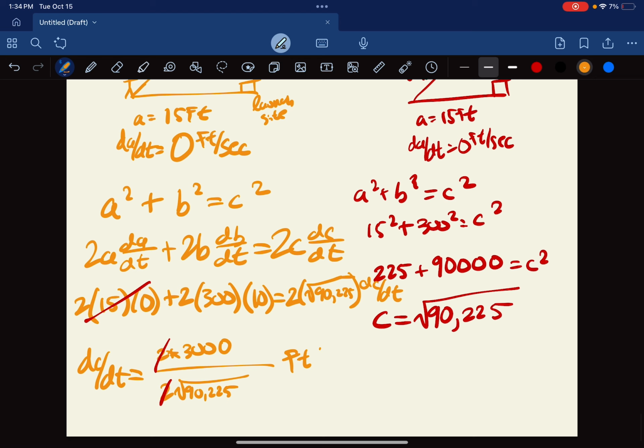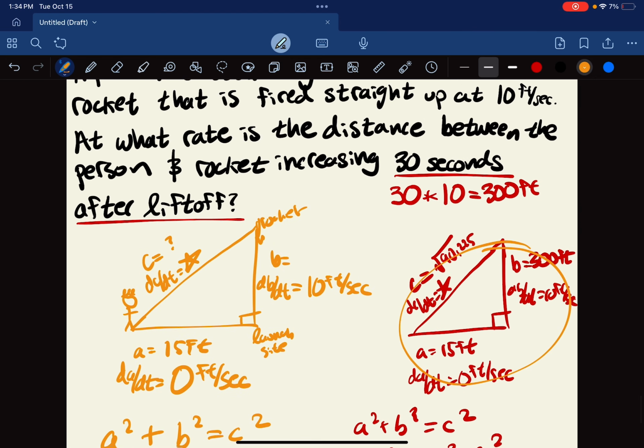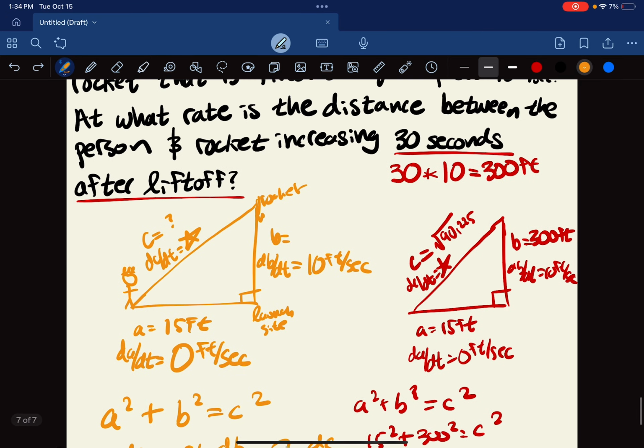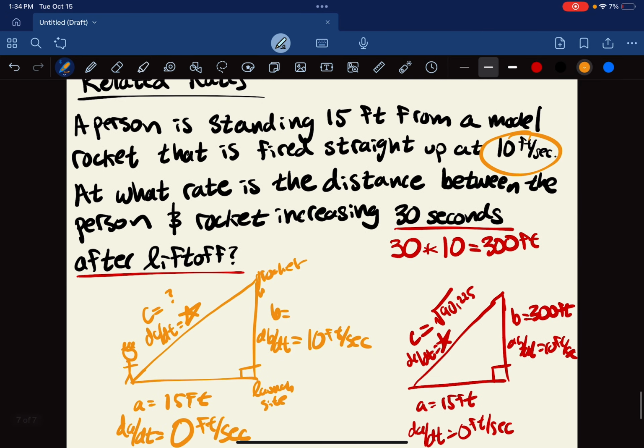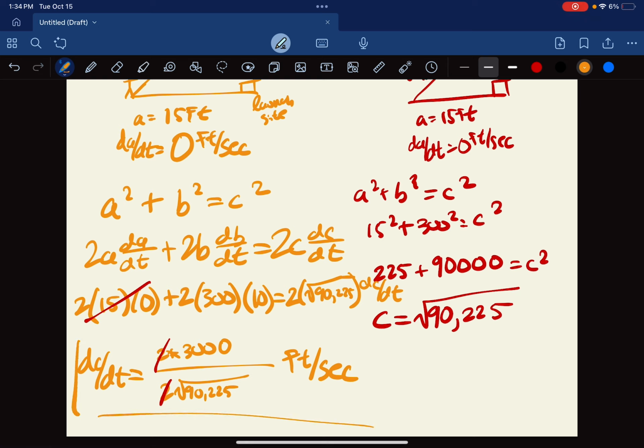For these types of problems, you can kind of just cheat and steal the units. All the legs of the triangle are going to have the same units, right? Because they're all just measuring the same thing. So you can just steal the units of the rates of the other legs of the triangle and you'll be fine. So this is going to be our final answer.